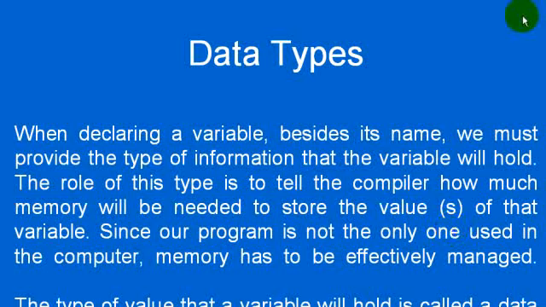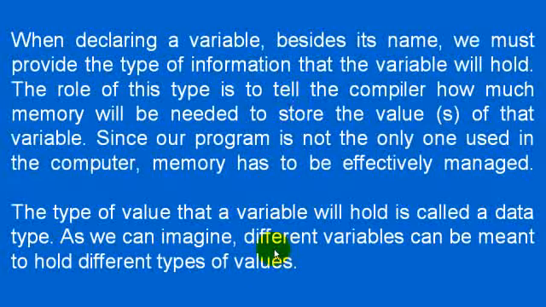Next is data types. So when declaring a variable, besides its name, we must provide the type of information that the variable will hold. The role of this type is to tell the compiler how much memory will be needed to store the values of that variable. Since a single program is not the only one used in the computer, memory has to be effectively managed. So with the help of the data types, we are trying to manage the available memory. The type of values that a variable will hold is called a data type.